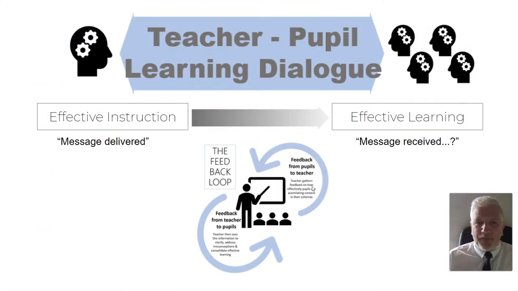So there we have the feedback loop, the message delivered. Yes, we need to be as clear as possible. We need to anticipate what the prior knowledge is, the threshold concepts, and the possible misconceptions. We need to try and anticipate that as much as we can. But even if we do, the schema building process will go wrong somewhere for someone. And that's why the message delivered is only part of it. The message received is the other part of it. That's why we need this dialogue, this feedback loop.